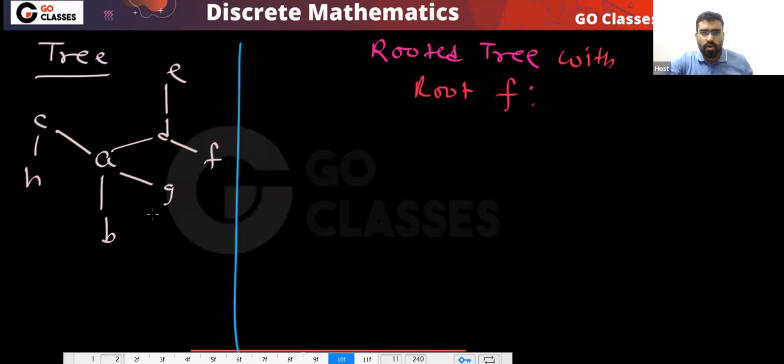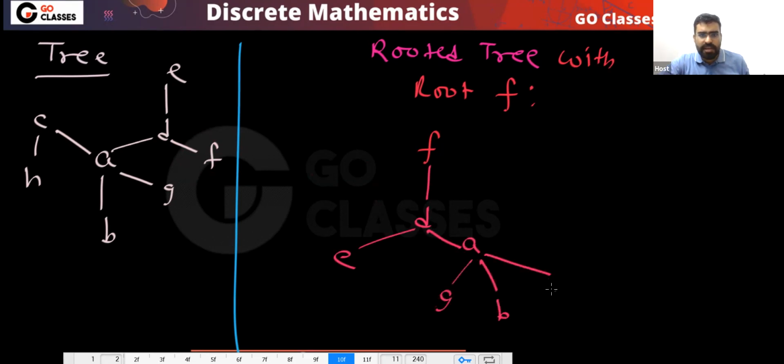Now let's see the rooted tree with root F. Then what will I get? Basically pick this, and the remaining things will hang. Make this the root. This is connected to D. Now you can notice D is connected to E, D is connected to A, and then A is connected to G, A is connected to B, and A is connected to C, and C is connected to H. So this is what you will get. Yes or no? Is this clear? So tell me, what is the height of this rooted tree?